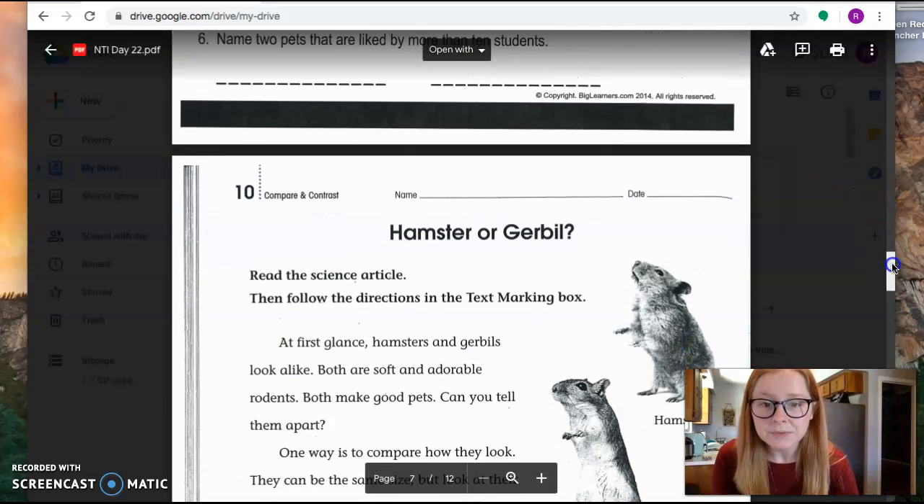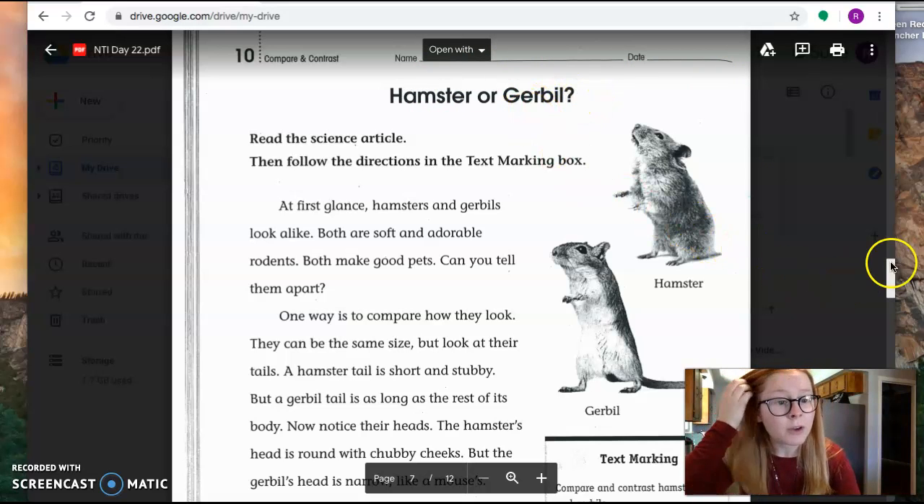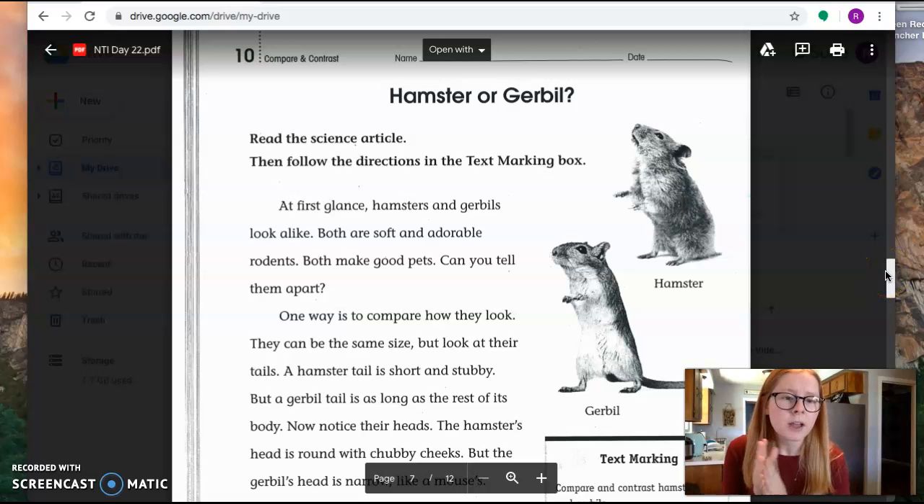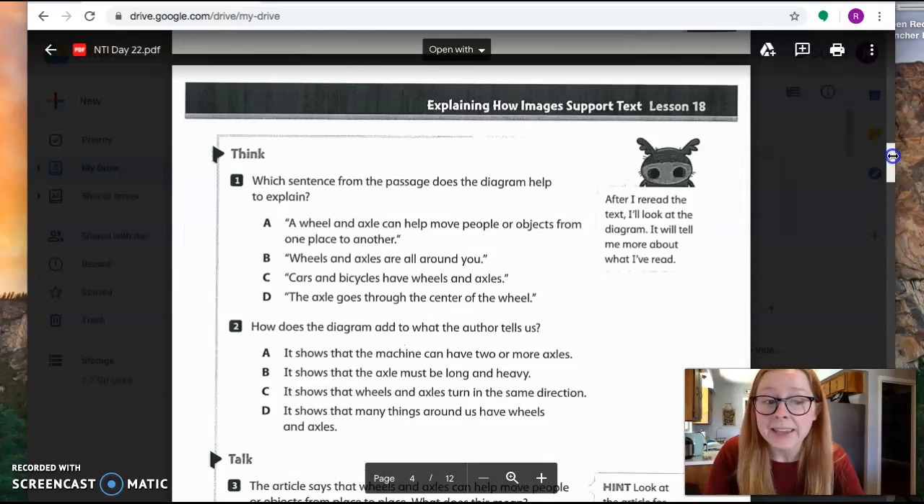And then it's compare and contrasting hamsters and gerbils. So we have done compare and contrast. So this is a little review. I've tried to include one review skill so that you all can keep practicing them. I don't want you to forget about them. All right, so that's what you're going to do in the packet today.